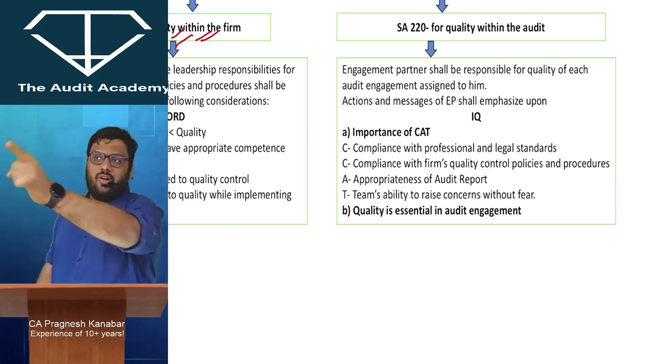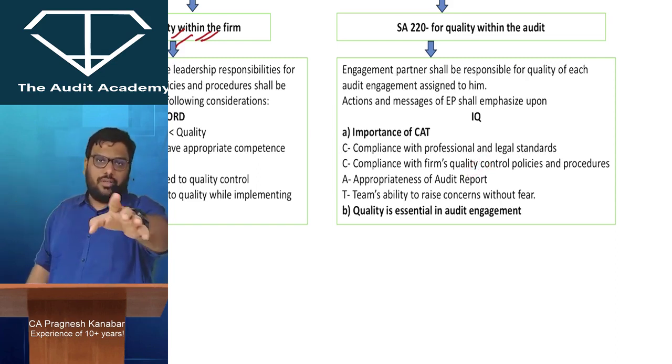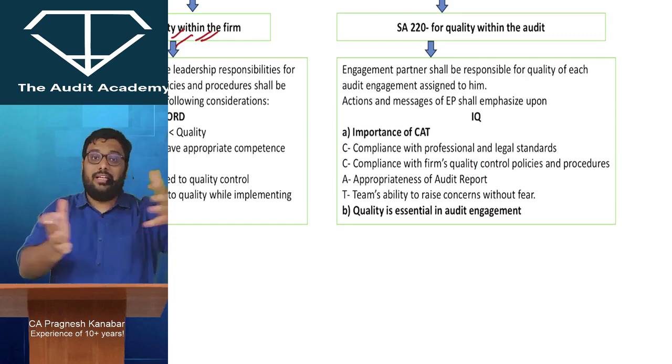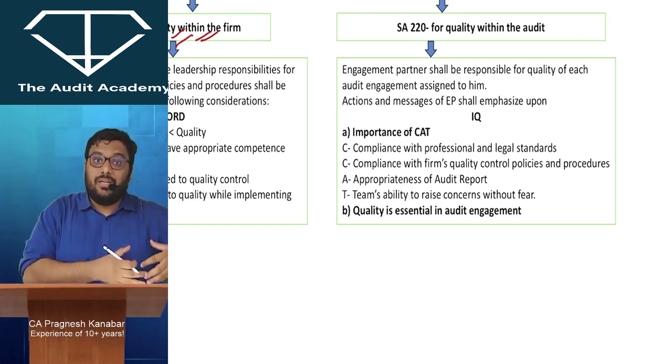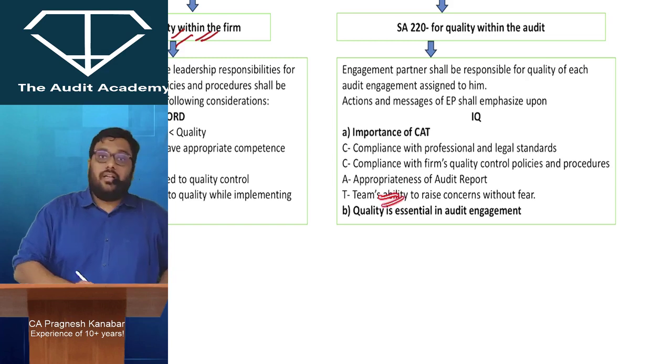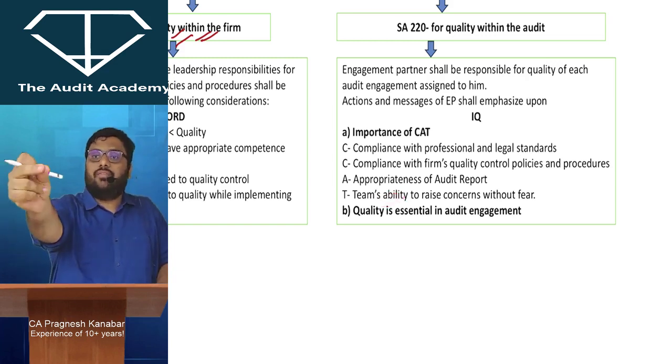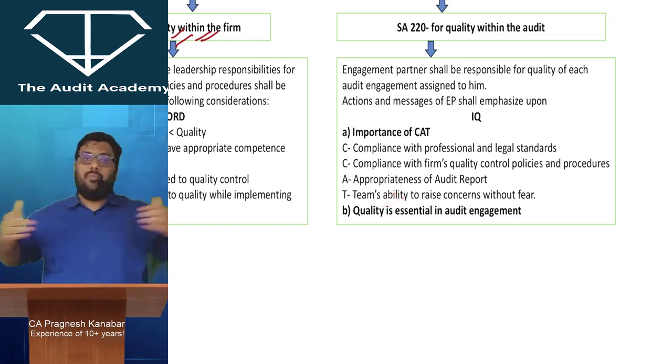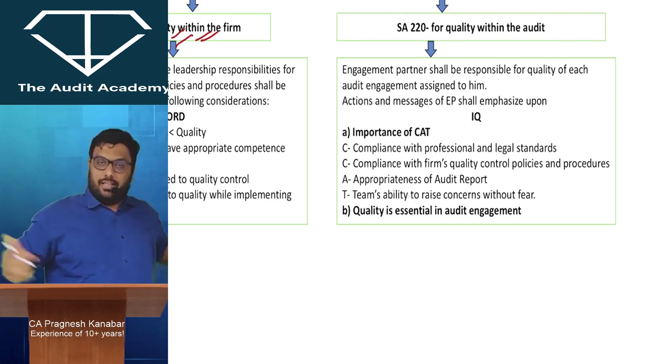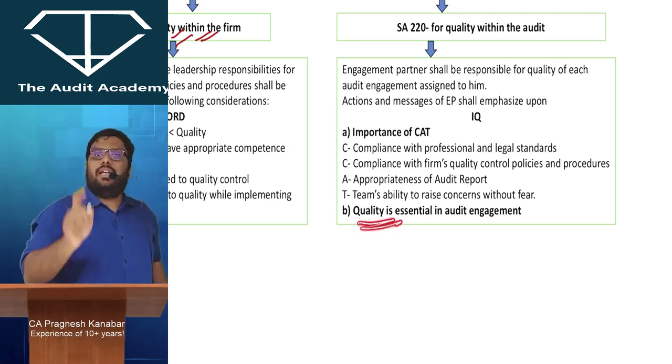A for appropriate audit report. That report has no risk. So basically, the risk should be minimum, audit risk. Then T: team, don't worry. You can raise your concerns without fear. I am here, don't fear. Then Q for quality is essential.